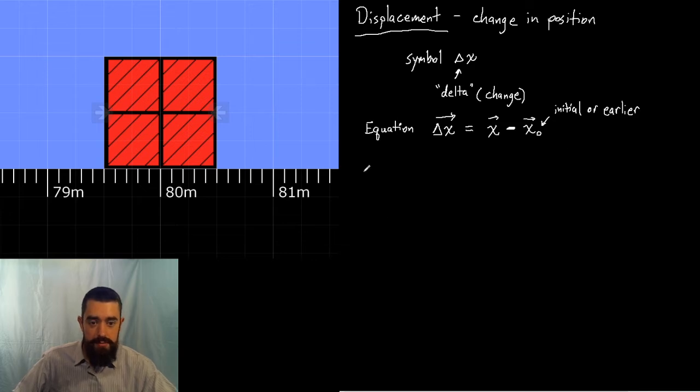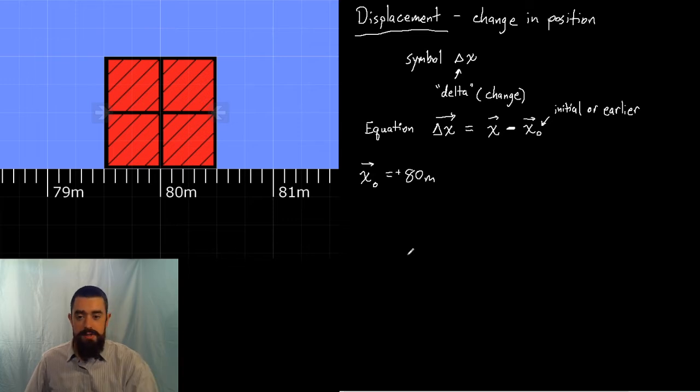So let's change the position. We had an early position, x0, of 80 meters. That was a vector quantity, and I'm going to put a little plus to show that it's to the right of the origin. That'll be a little shortcut for us. Now let's change the position, and we'll note a new position.